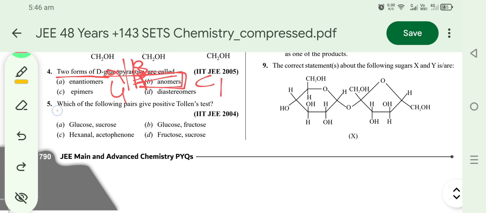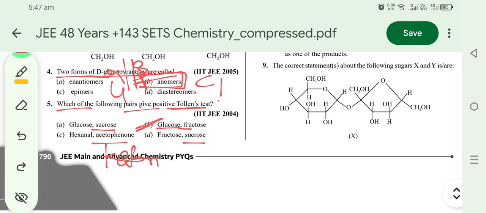Which of the following gives positive test with Tollens? Hence, it is a reducing sugar. Here in option A, sucrose is non-reducing and D, also sucrose, is non-reducing. Acetophenone has a ketonic functional group, so it is non-reducing. Hence, option B is the correct one.